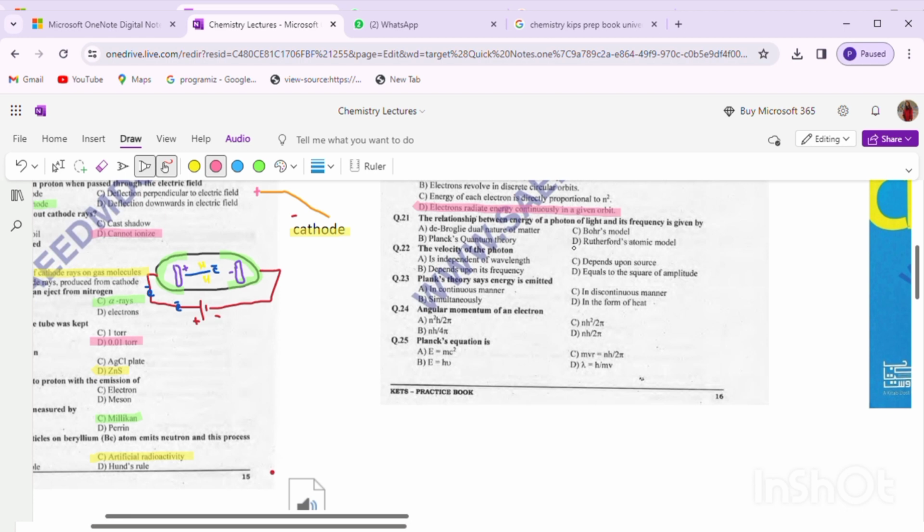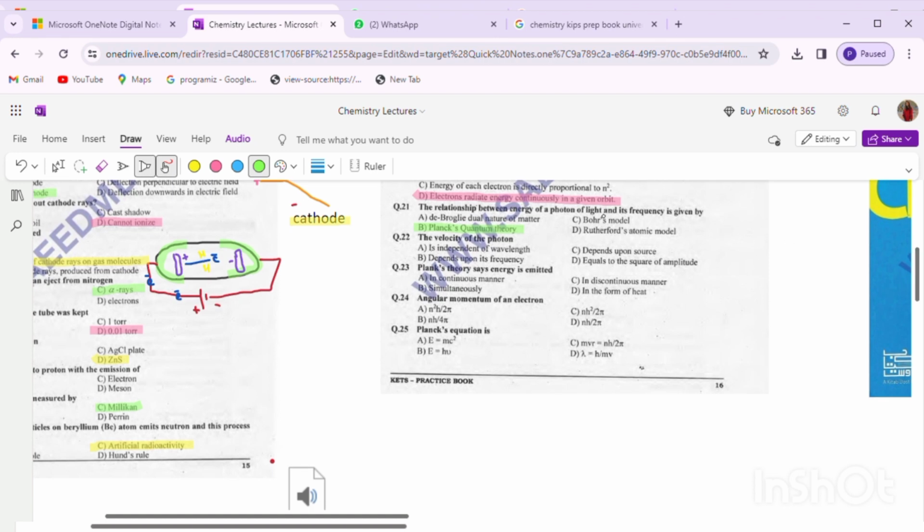21. The relationship between the energy of a photon of light and its frequency is given by Planck's quantum theory, which is E equals h mu, where mu is the frequency. So the velocity of the photon is independent of its wavelength. The correct option here is A, independent.